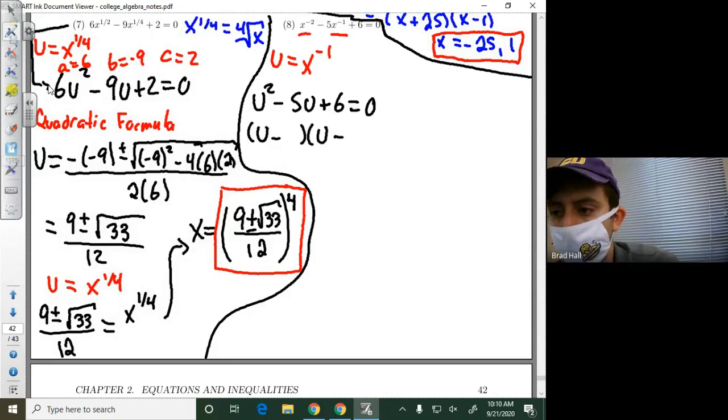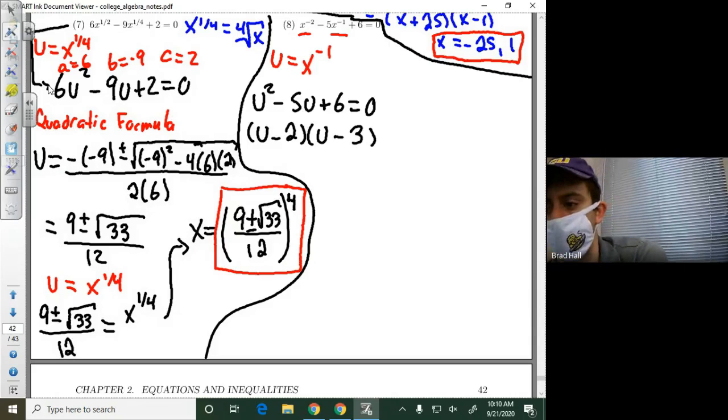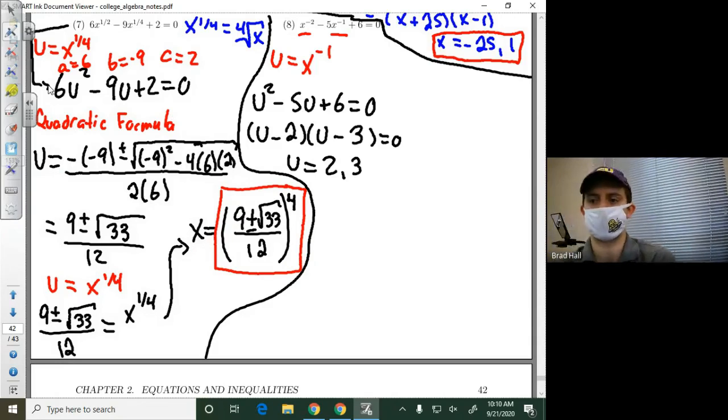So I see 2 and 3, which tells us that u would be equal to positive 2 and positive 3. So we convert to a quadratic using the substitution method, and that allows us to factor and figure out the values of u. Negative 2 times negative 3 is positive 6, and their sum is negative 5.